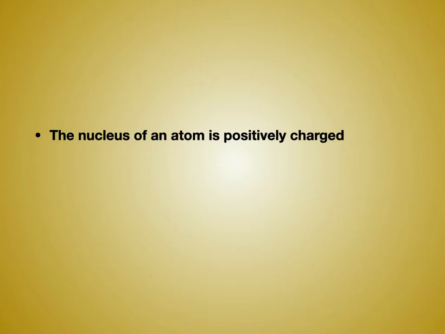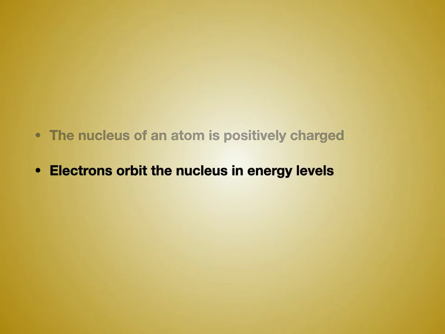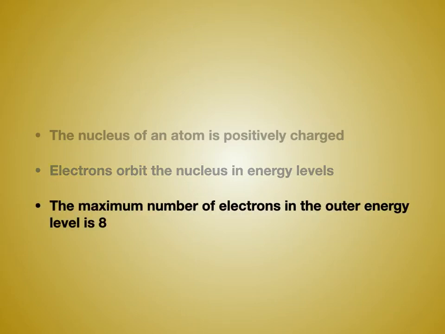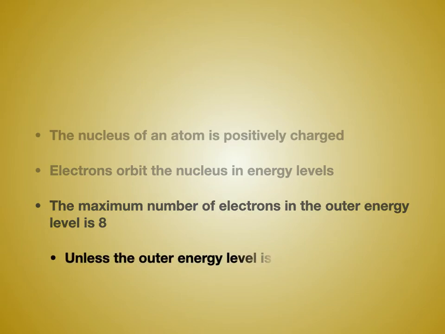Okay, so what we should know already, we should know that the nucleus of an atom is positively charged. That's going to be really important for this video. You should also be aware that electrons orbit the nucleus in energy levels and they are negatively charged. Now the maximum number of electrons in the outer energy level is 8, unless you're dealing with hydrogen or helium, where the outer energy level is the first energy level where there's a maximum of 2.